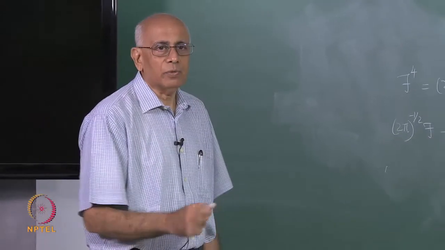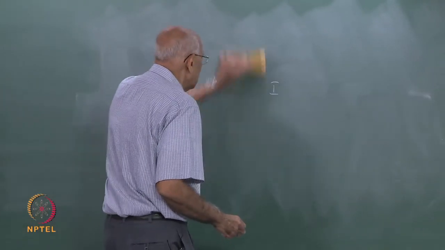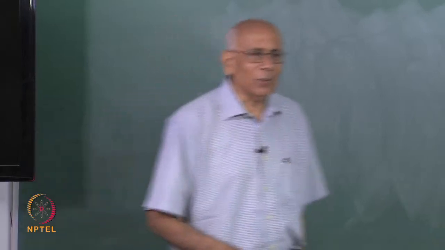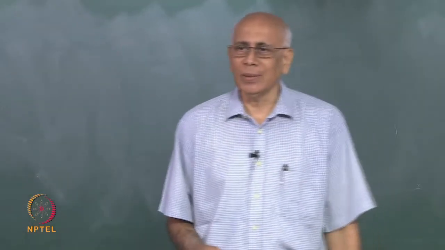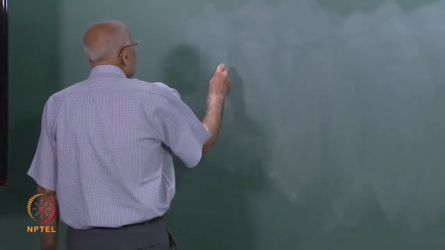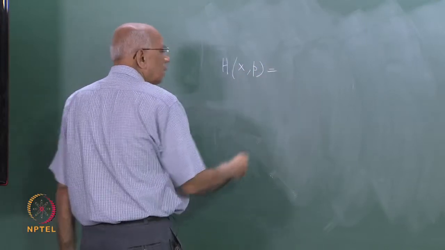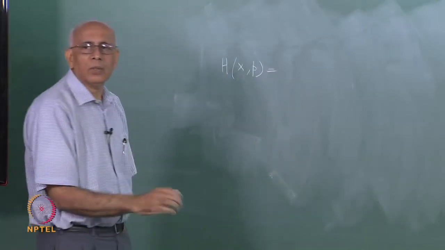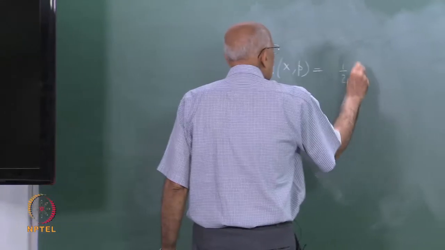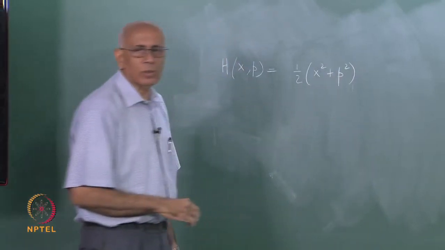I need to find the eigenfunctions. But here I am going to cheat a little bit and say, look, we already know the answer. We know the answer by studying the quantum mechanical problem of the simple harmonic oscillator. In the simple harmonic oscillator, the Hamiltonian of x and p, with the mass equal to 1, Planck's constant equal to 1, the frequency equal to 1, is equal to 1/2 (x squared plus p squared) in suitable units.